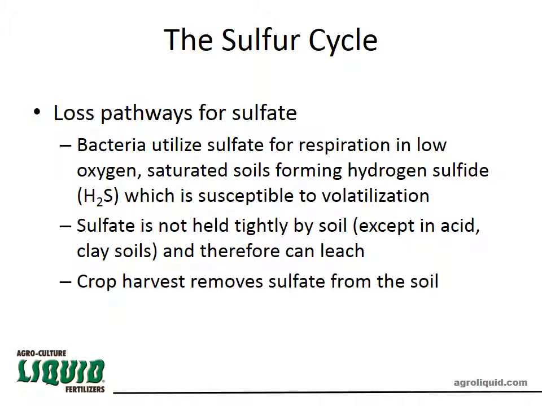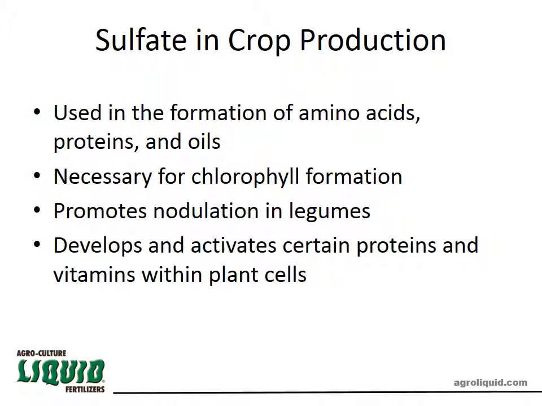Loss pathways, as I was saying earlier: bacteria can utilize the sulfate for respiration, which in turn causes it to volatilize as hydrogen sulfide. Sulfate is also not held very tightly by the soil, much like nitrogen, so it can leach in much the same way as nitrogen. And then, of course, crops being harvested can remove sulfate from the soil as well.